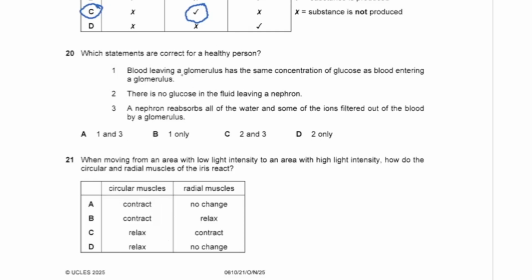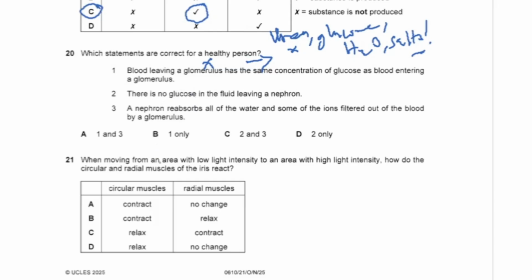The first one, let's analyze it. Blood leaving a glomerulus has the same concentration as blood entering a glomerulus. That's not true. They don't have the same concentration, because when the blood is coming to the glomerulus, it contains substances like urea, glucose, water, and salts. All these substances are filtered into the Bowman's capsule in a process called ultrafiltration. But then, when the blood is leaving, none of the urea will be taken back, because it's a waste product, a chief waste product. All of the glucose will be reabsorbed, and some of the salt and water, depending on the osmotic condition of the body. So the first statement cannot be correct.